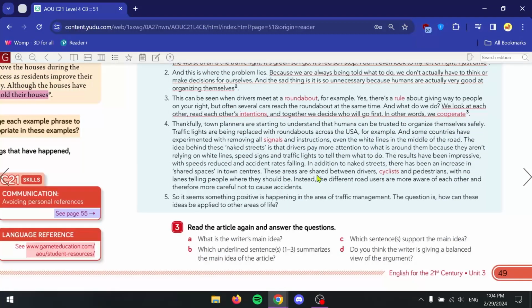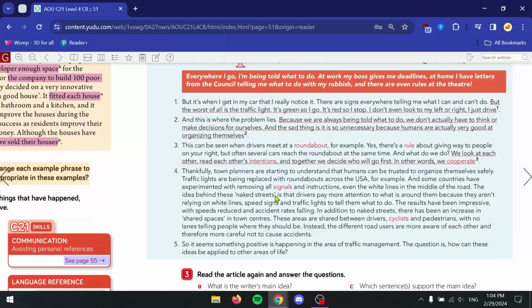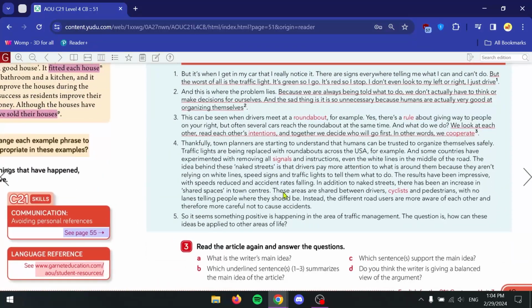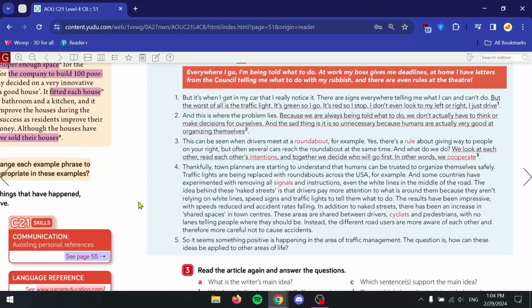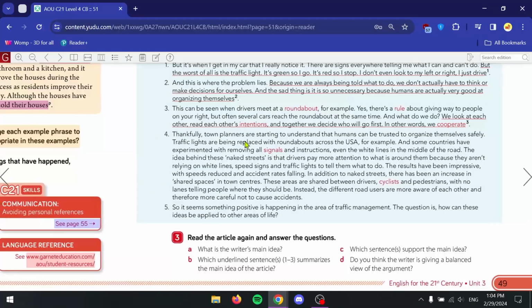Do you think the writer is giving a balanced view of the argument? What do you guys think? Do you guys think this is a fair, balanced view of the argument? If you said yes, you are wrong. This is a very biased view. The writer is only focusing from his perspective, which is negative. He's not presenting any positive things about rules. So this, to me, seems very biased and not balanced at all.